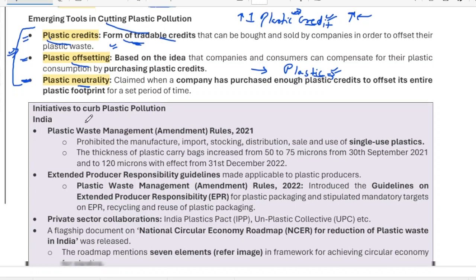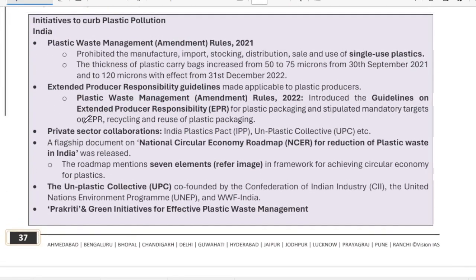Now, what are the initiatives to curb plastic pollution in India? One measure is the Plastic Waste Management Rules 2021. This is a major one, and what it does is prohibit the manufacture and import of single use plastic. Okay, single use plastic.